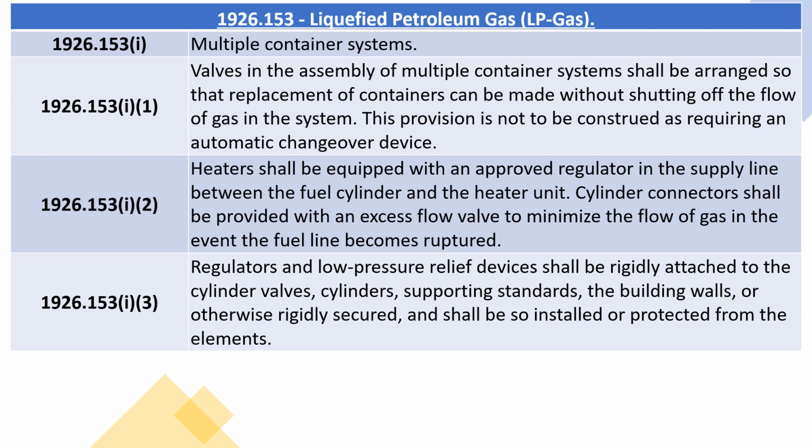1926.153(i)(2) Heaters shall be equipped with an approved regulator in the supply line between the fuel cylinder and the heater unit. Cylinder connectors shall be provided with an excess flow valve to minimize the flow of gas in the event the fuel line becomes ruptured. 1926.153(i)(3) Regulators and low-pressure relief devices shall be rigidly attached to the cylinder valves, cylinders, supporting standards, the building walls, or otherwise rigidly secured, and shall be so installed or protected from the elements.